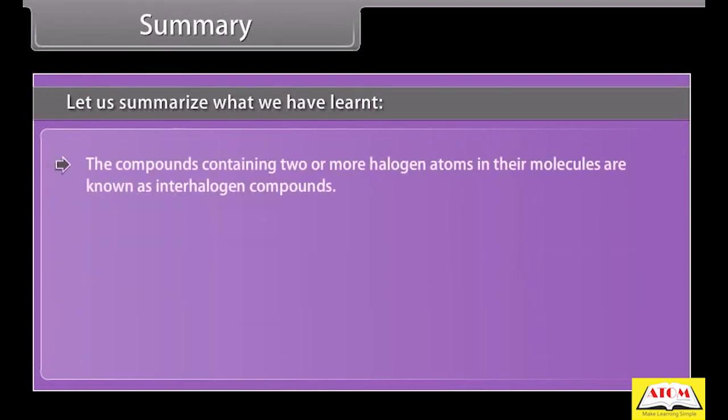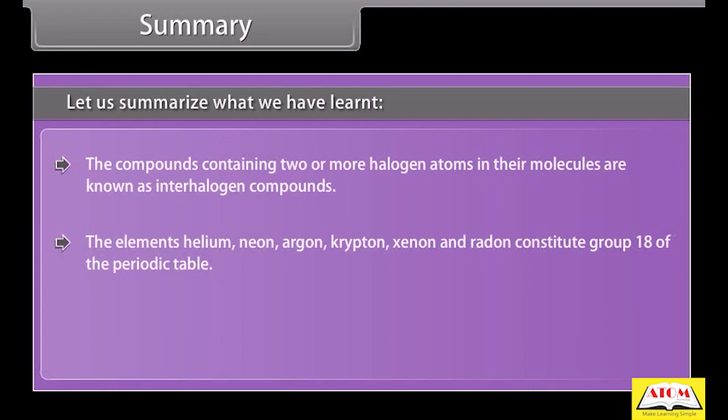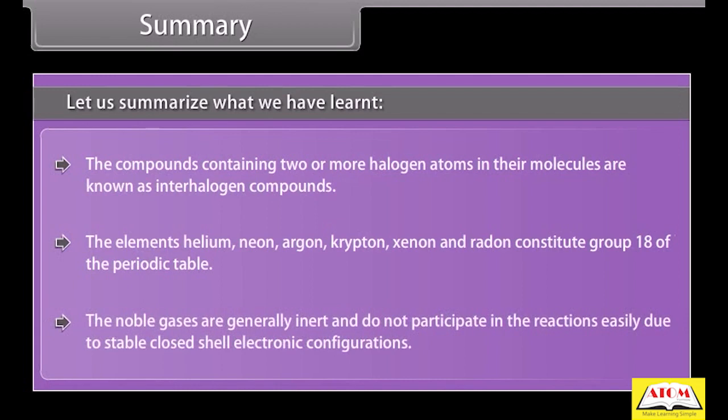The compounds containing 2 or more halogen atoms in their molecules are known as interhalogen compounds. The elements helium, neon, argon, krypton, xenon and radon constitute group 18 of the periodic table. The noble gases are generally inert and do not participate in reactions easily due to stable closed-shell electronic configurations.